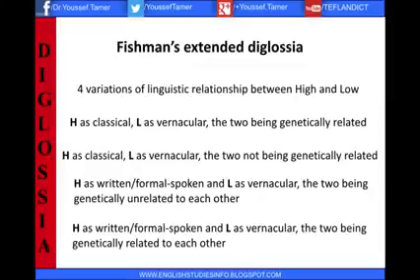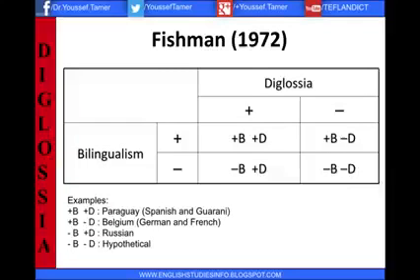Let's move on to this one, maybe it's much better. According to Fishman, diglossia is mixed. He talks about some bilingual societies that have the feature of diglossia.